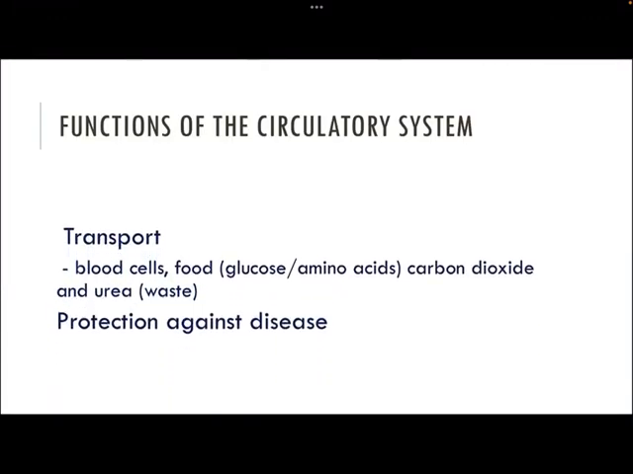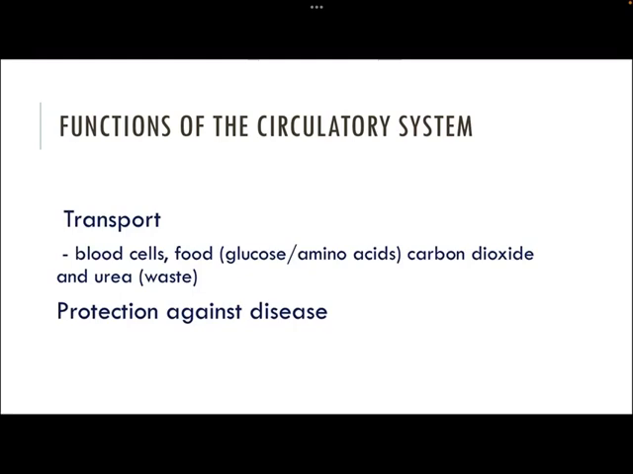So the function of the circulatory system is for transport, to transport blood cells, foods such as glucose and amino acids, waste carbon dioxide and waste urea. It is also needed for the protection against disease. So the blood is made up of a number of different components.